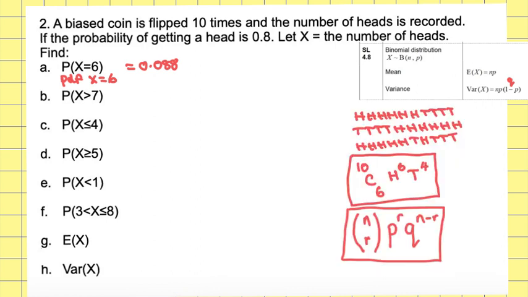B is the probability of getting greater than 7. So in this case we want CDF, and the lower bound, because it is greater than 7, 7 is not included, so the lower bound is equal to 8, and the upper bound is equal to 10. So I will now go back to the calculator and show you how to do a CDF.